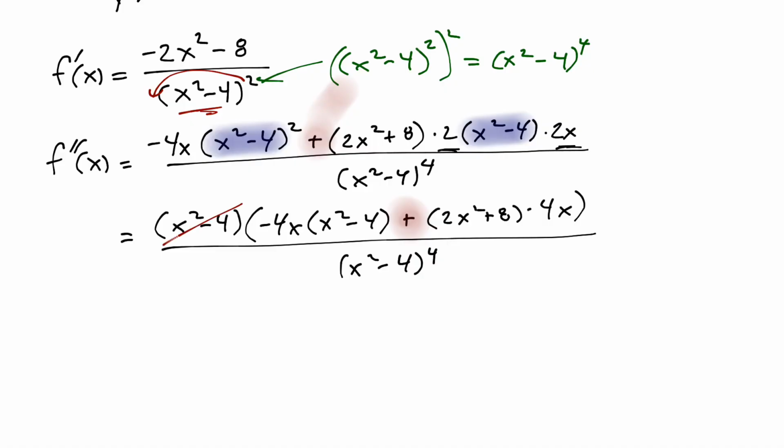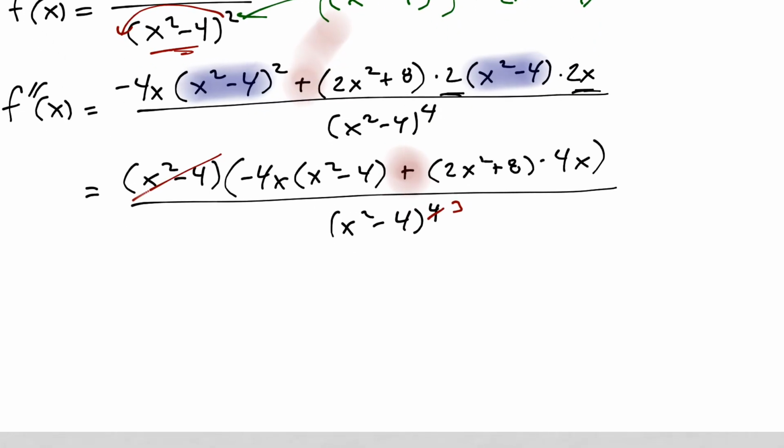So these can now cancel, and I just have 3 x squared minus 4's down there, so x squared minus 4 to the third power. And we can simplify the numerator a little bit. So I get negative 4x to the third power plus 16, and then plus 8x squared, nope, 8x to the third power plus 32x.